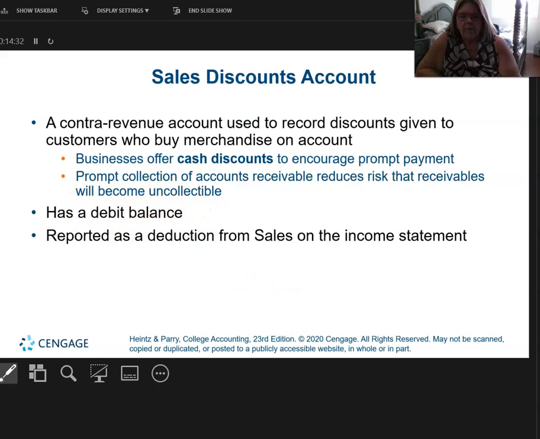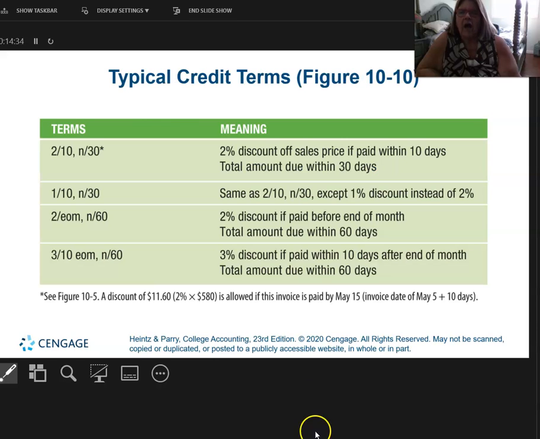When I talk about offering a sales discount, I'm going to offer them what we call credit terms. These are very typical credit terms, and here's how this is read: 2/10, net 30. What this means is I will give you a 2% discount off of the sales price if you pay me in 10 days. Otherwise, the whole amount is due in 30 days.